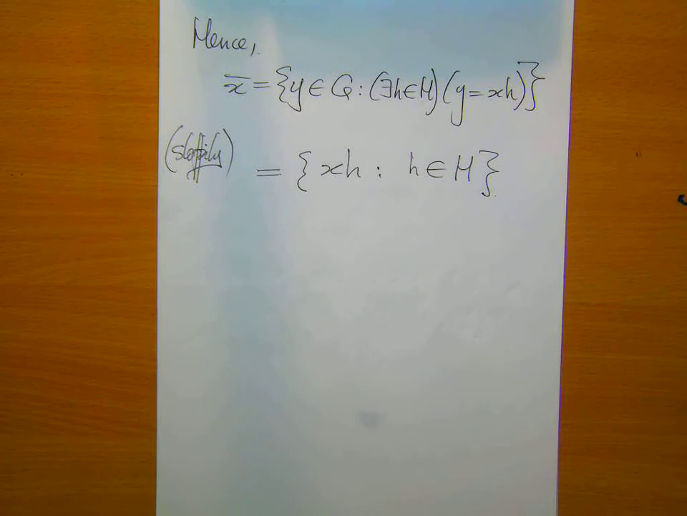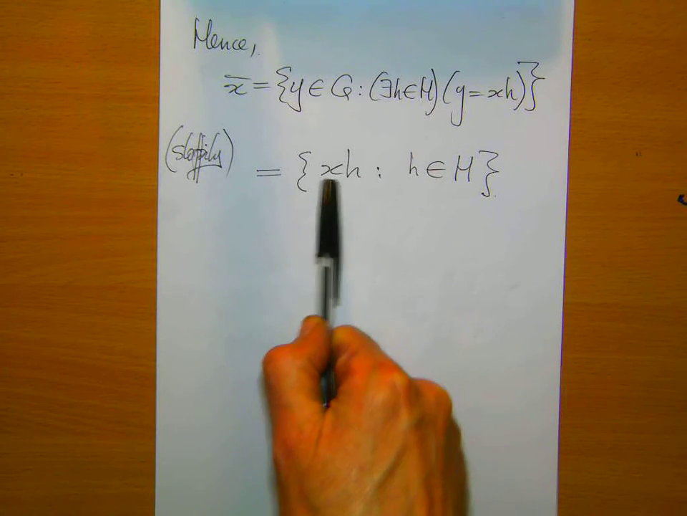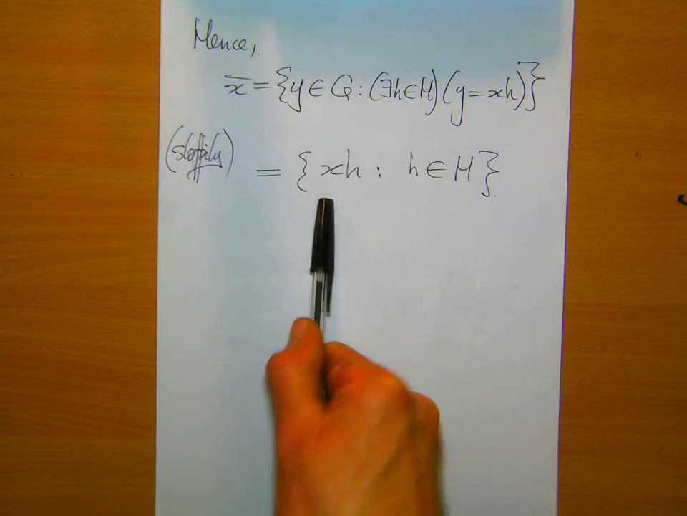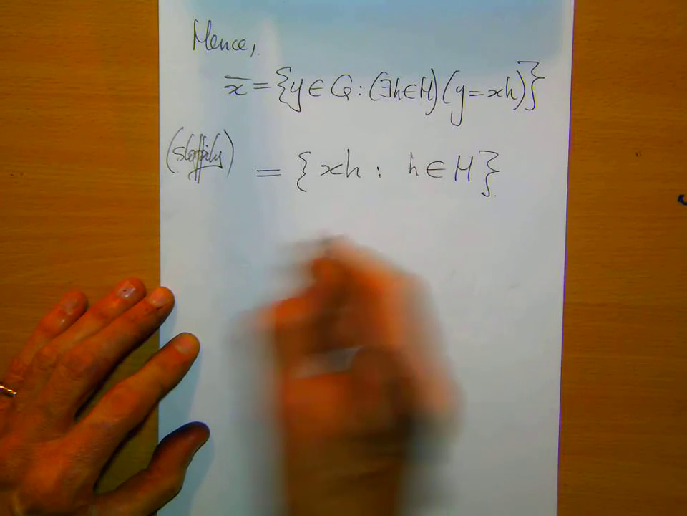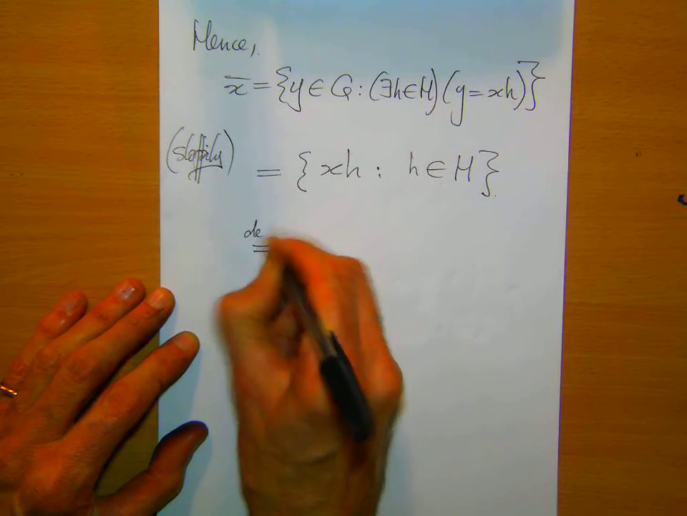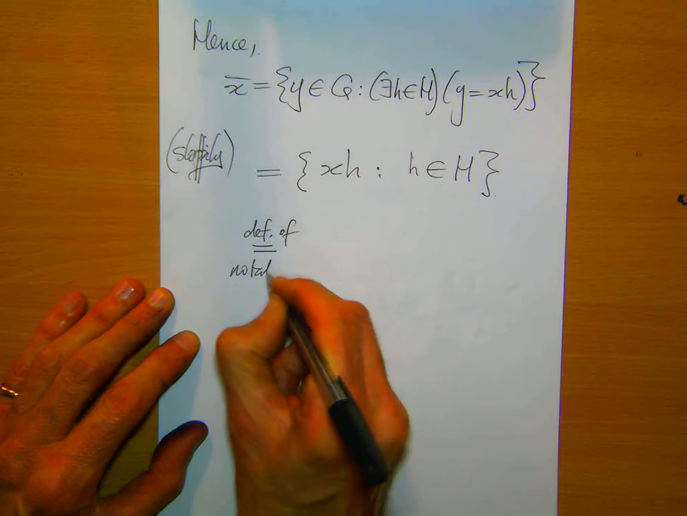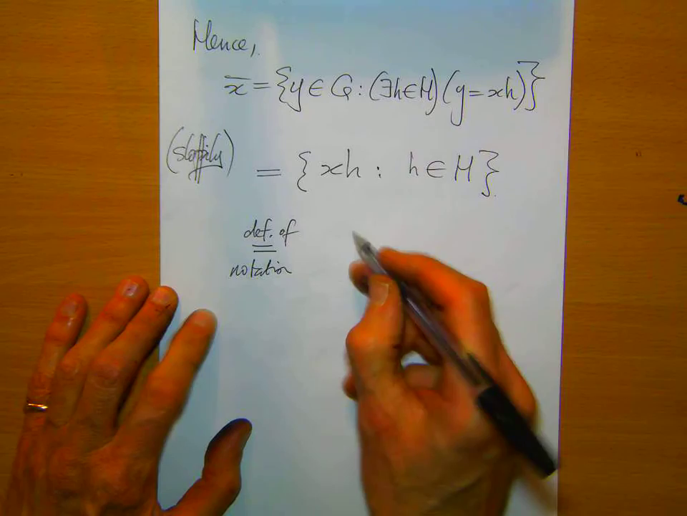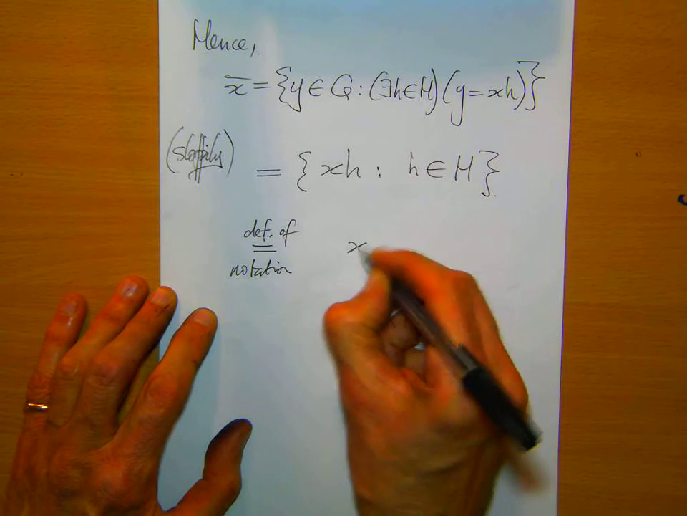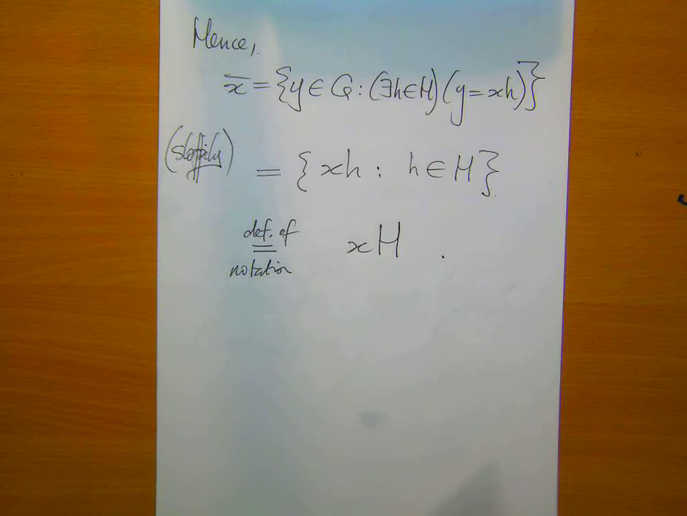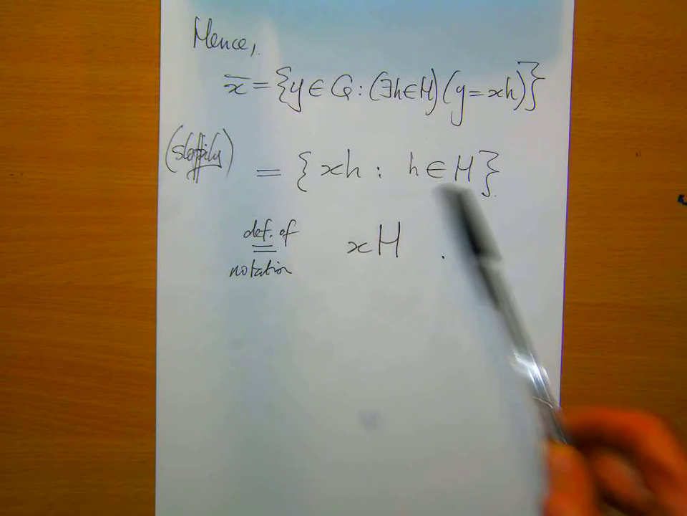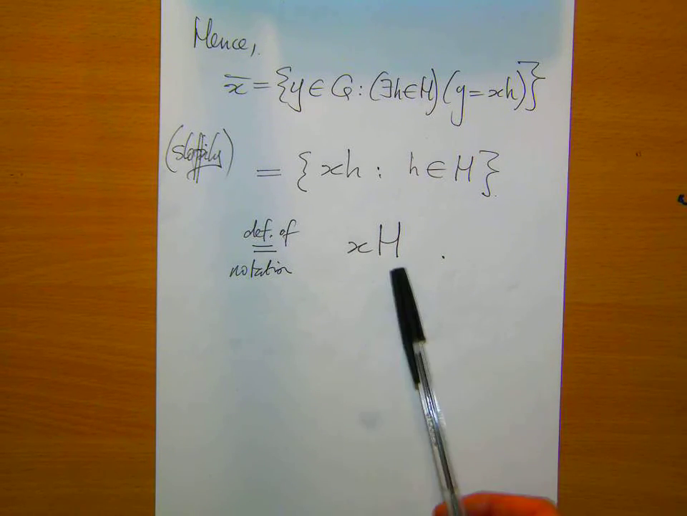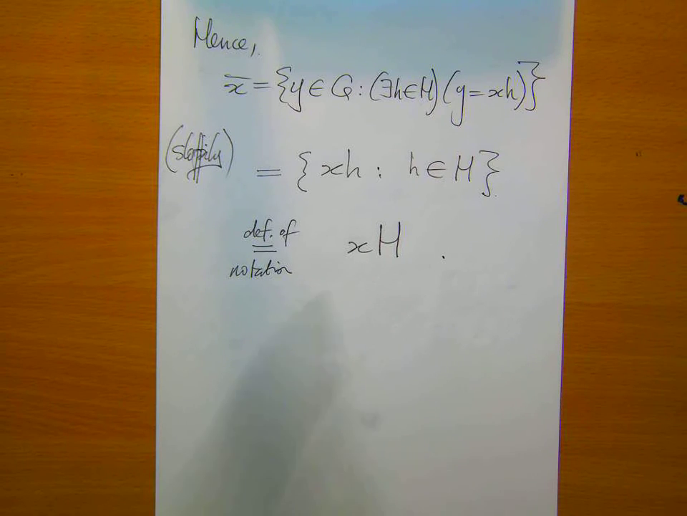So what x bar is, it's the collection of all elements that look like x times some element of big H. And the notation that we use, so this is a definition of notation. Well, it's quite a sensible notation. It's x times big H. So x times big H means the set of all x times little h as h runs through big H. So you multiply all elements of big H on the left by x, and that gives you a subset of G.